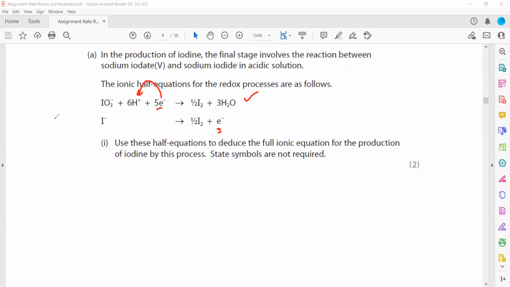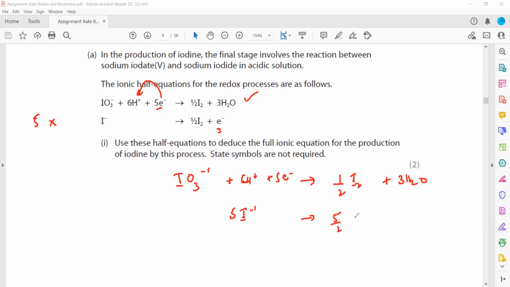So first we have to multiply the second equation by 5. The first equation won't change, it will remain as it is. That is iodate ion plus 6 protons plus 5 electrons gives half iodine molecule plus 3 water molecules. And then when we multiply the second by 5, it gives 5 iodide ions, which gives 5 by 2 iodine molecules, because we multiplied by 5, and 5 electrons.